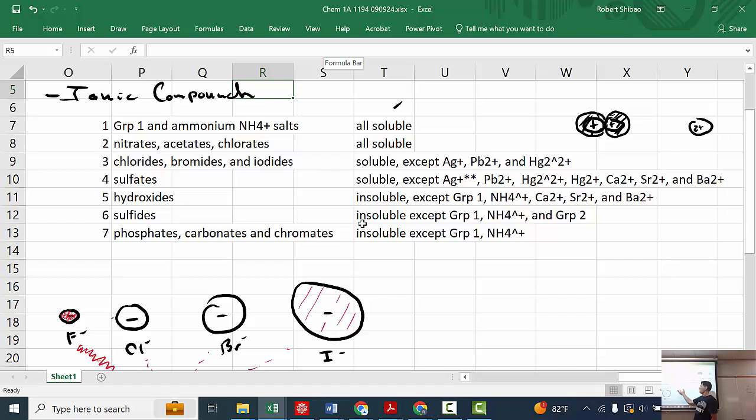And so there are certain things that can help you. If you forget the solubility rules verbatim, then you can just go off the trends in the solubility rules. That's what we do.